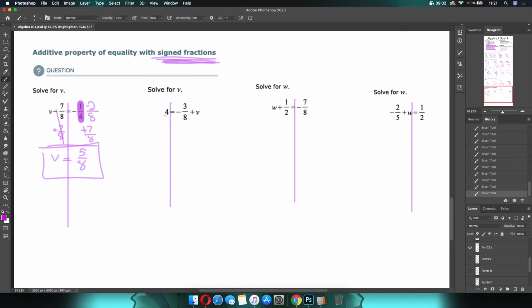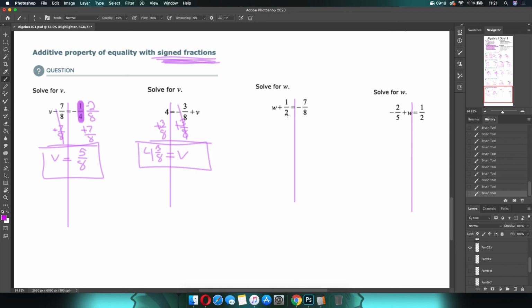How about this one? Let's see here. Plus 3/8, plus 3/8. Wait, did I need to do any borrowing? Oh, no, I didn't. We're good. Okay, so that will be 4 and 3/8. We got lucky.